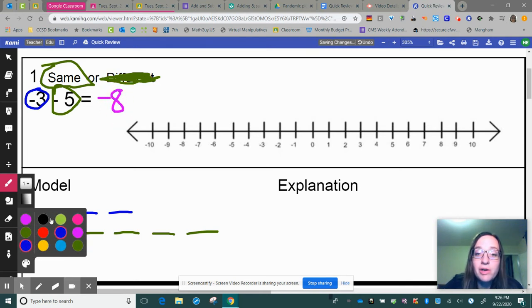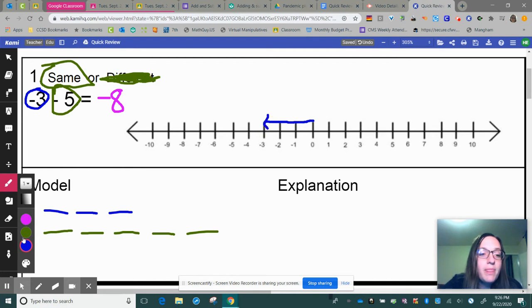If we look at this from our number line, we start at 0 and we move towards our negatives, 3 spaces. 1, 2, 3. Then we're going to move from that -3 towards our -5 more spaces. So we go 1, 2, 3, 4, 5. Where did we end up? Oh, look, -8.